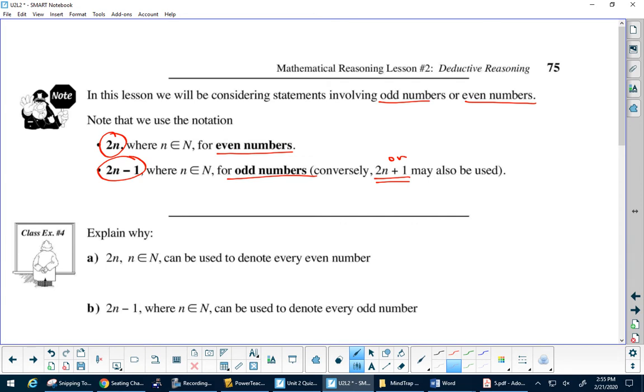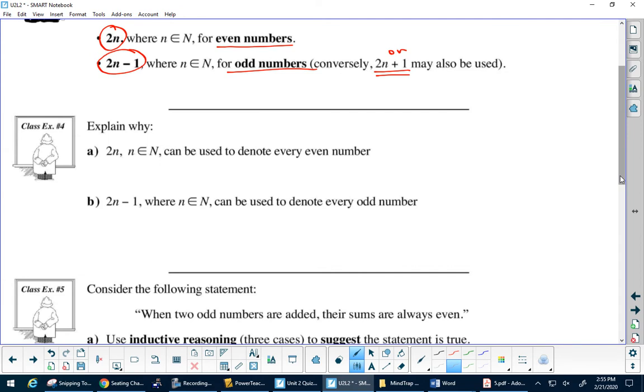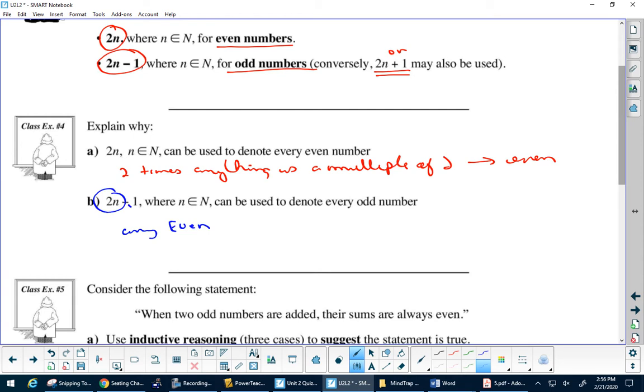Now, explain why 2n can be used to represent any even number. Well, 2 times anything is a multiple of 2, which has to be even. It's a multiple of 2: 2, 4, 6, 8, 10, 12, 14, 16, 18, 20. So when I take something and multiply by 2, I've automatically said it's an even number. Now 2n minus 1, if you take any even number, which we've already accepted as 2n, and minus 1, it has to be odd.